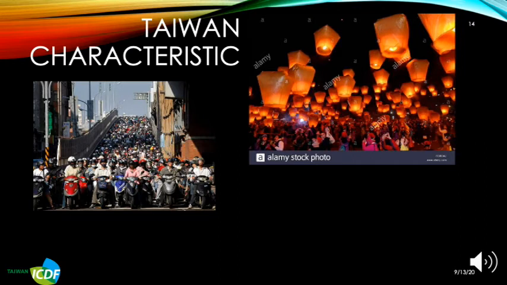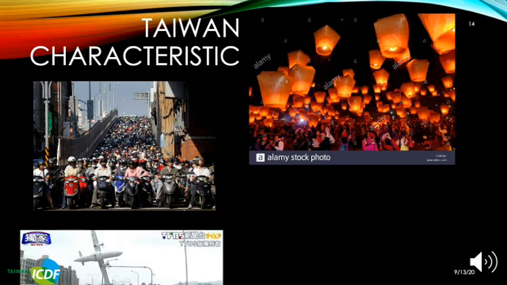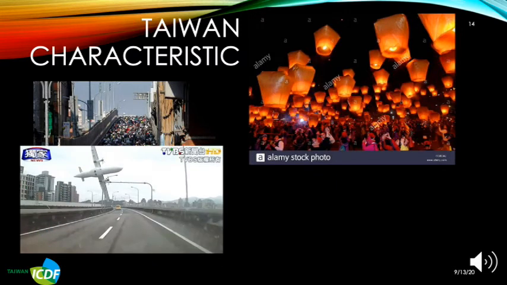Okay. The next picture will show you one very critical accident at Taipei airport, maybe 3 to 5 years ago. This is an aircraft that had a mis-operation and fell down into the river. I present this picture because I would like to show about the Taiwanese characteristics.